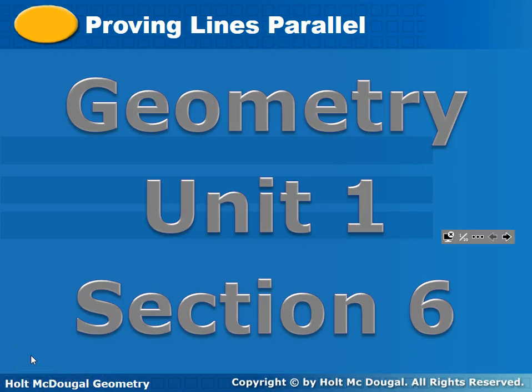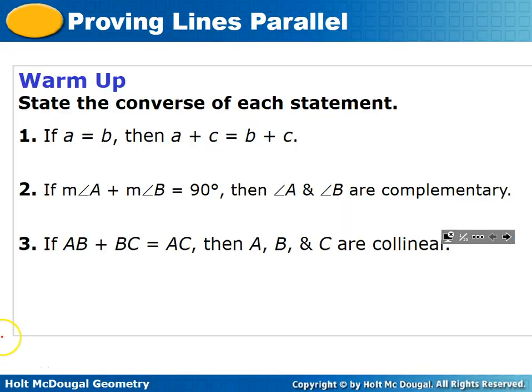In this video today, we're going to go over proving that lines are parallel using the postulates and theorems that we've already covered. So this is Unit 1, Section 6. The warm-up says state the converse of each statement, and to do that, all we have to do is flip the if and then statement. So if A equals B, then A plus C equals B plus C. So if A plus C equals B plus C, then A equals B.